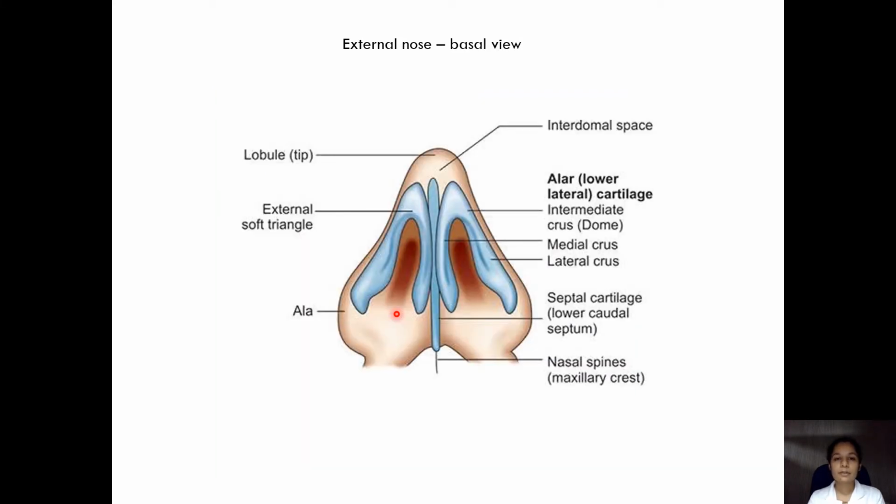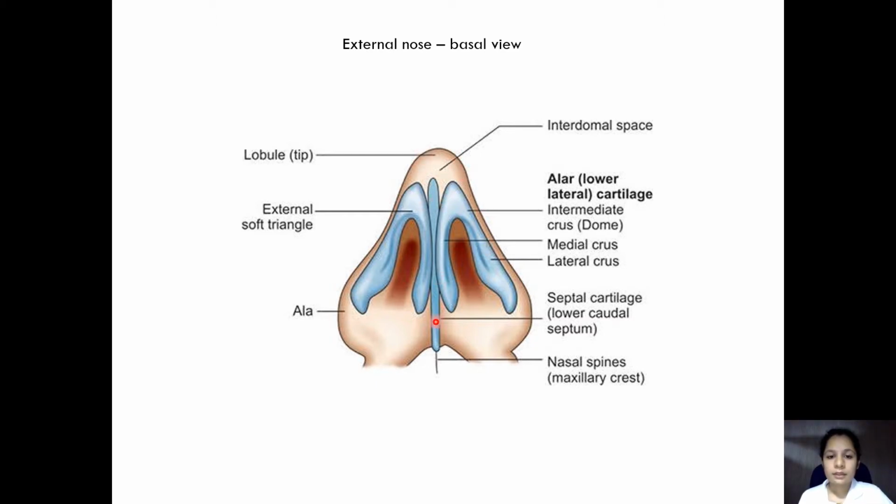This is the basal view of the external nose. It shows in midline the septum. Laterally there are lower lateral cartilages. There is the medial crus, dome, and the lateral crus. This is the ala of the nose and tip of the nose.